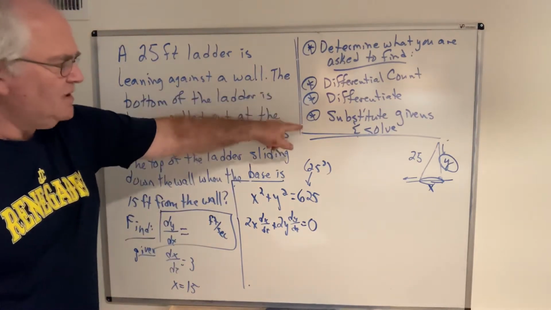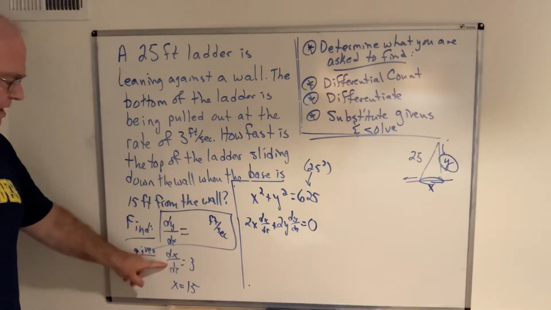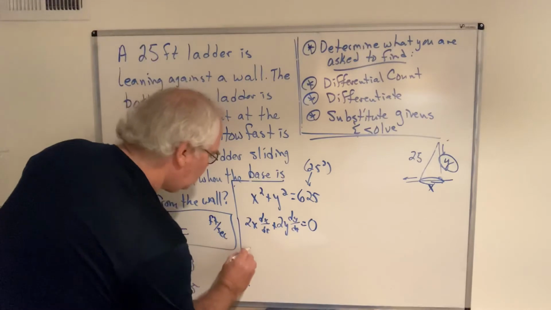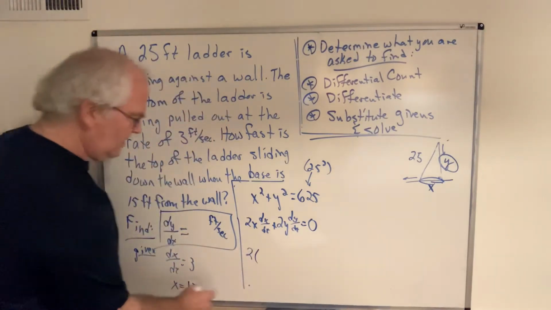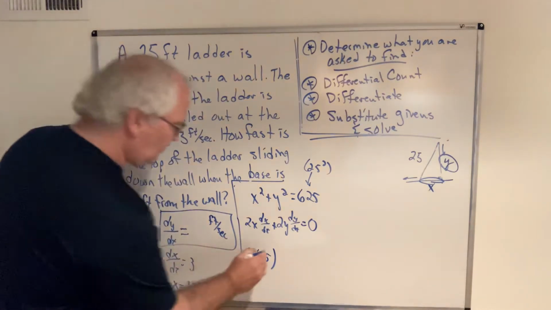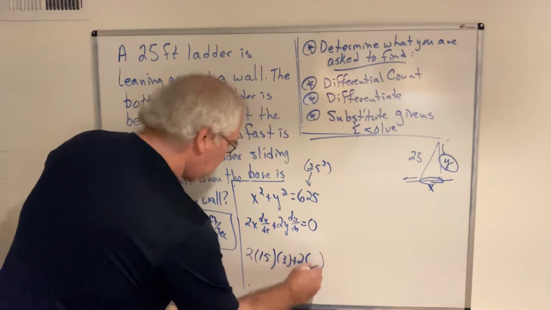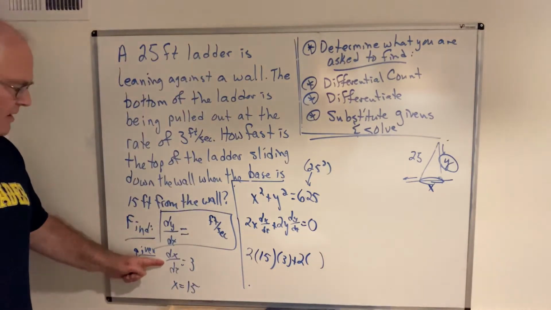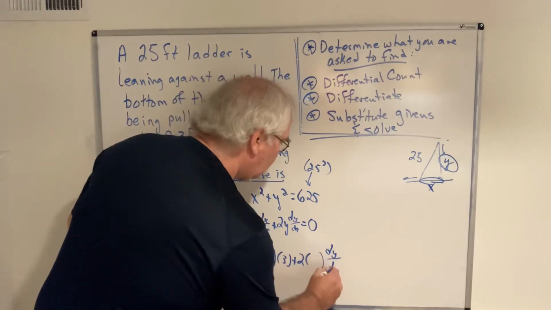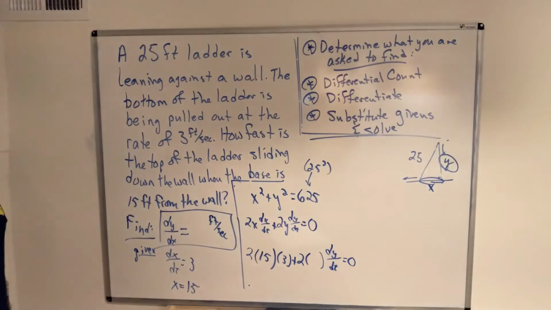Ding! Substitute the givens and solve. Substitute the given information. We're given dx/dt is 3. So we're given 2 times x. X is given to be 15. dx/dt is right there. That's 3. Plus 2 times, we don't have a value for y. Now dy/dt is what we're looking for. But we don't have a value for y given.